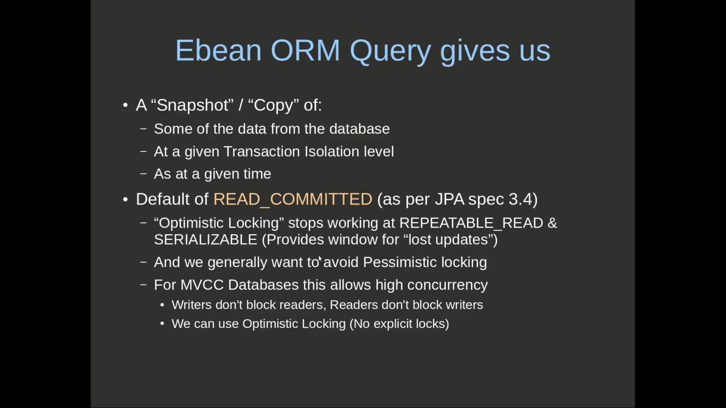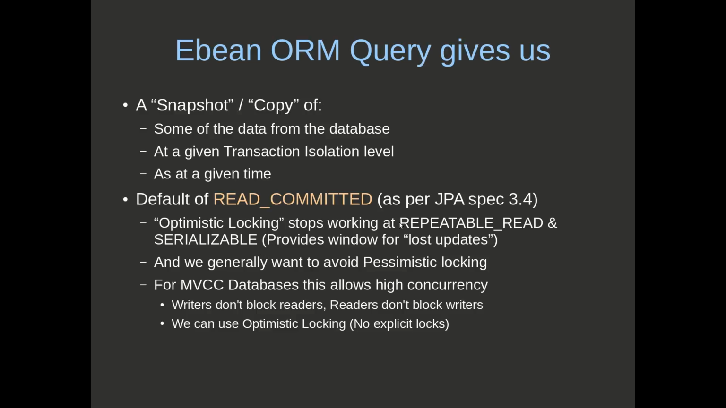Now, the point here is that Ebean ORM is expecting the default of read committed isolation level, and this is actually as per the JPA spec as well. So why is that? Effectively, optimistic locking only stops working at repeatable read and serializable.